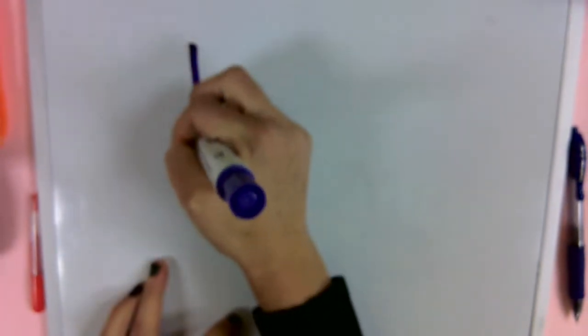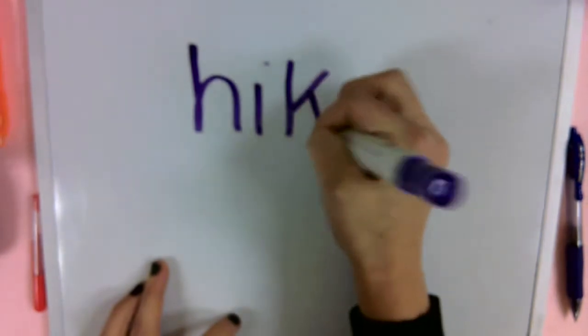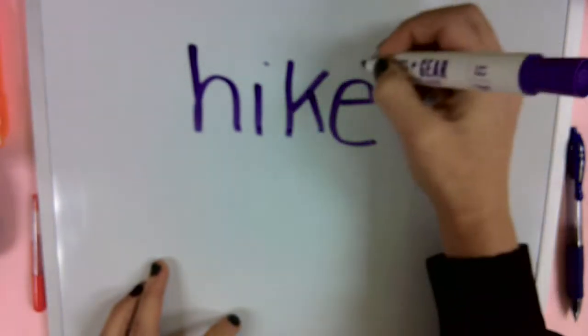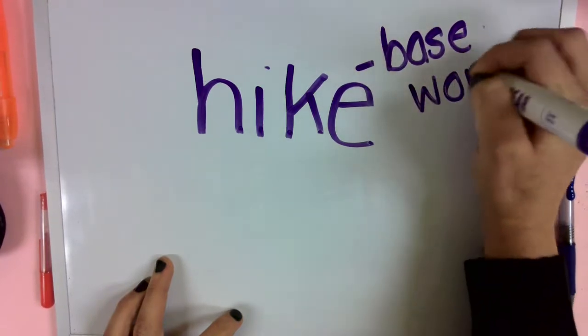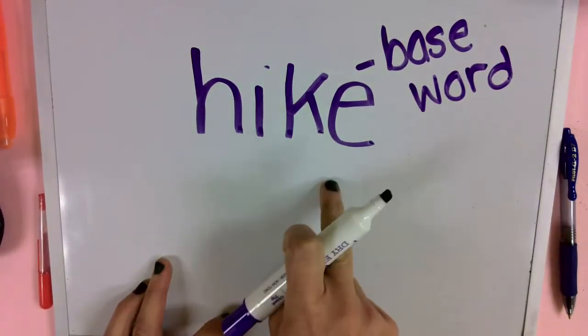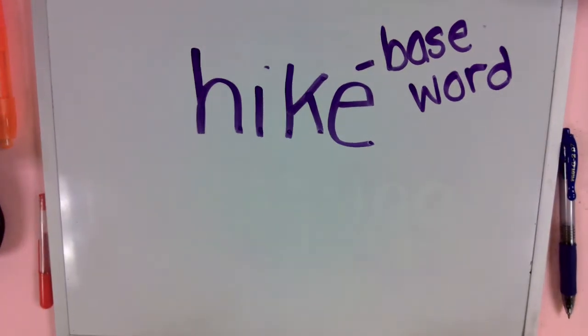Now, before I start showing you the pictures, I'm going to write a word. Here's my word, hike. Hike is my base word. This means that it's my main word. So my job is to add the ed or ing ending. Now with this word, you can actually add both endings to it.